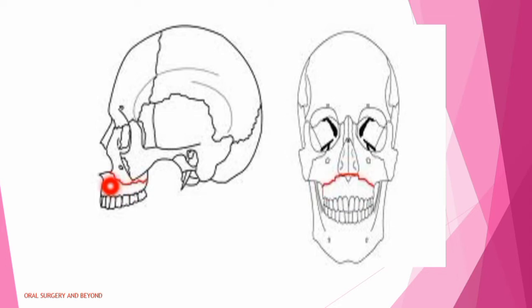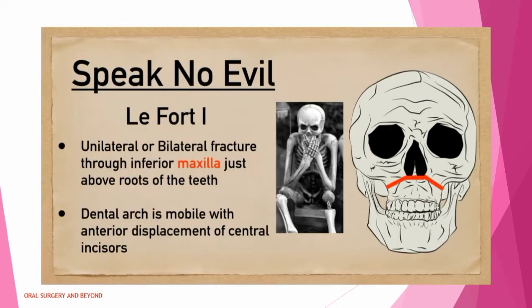Here we can see the fracture line from the lateral side. It starts from the inferior part of the nasal aperture just above the apex of all the maxillary teeth, going posteriorly from the lateral wall of maxillary sinus up to the tuberosity. As we said, it is a unilateral or sometimes a bilateral fracture also, which is inferior to the maxilla just above the roots of the teeth. This is the main thing to be highlighted. The dental arch is mobile, and anterior displacement of the central incisor is also possible in such cases.